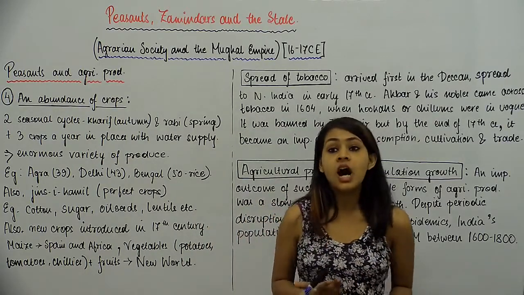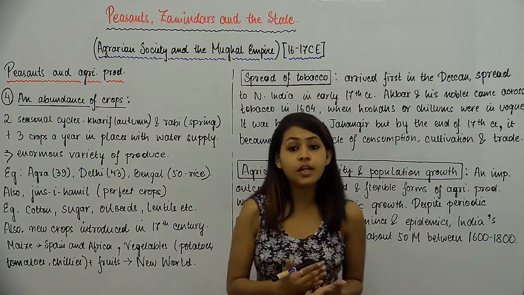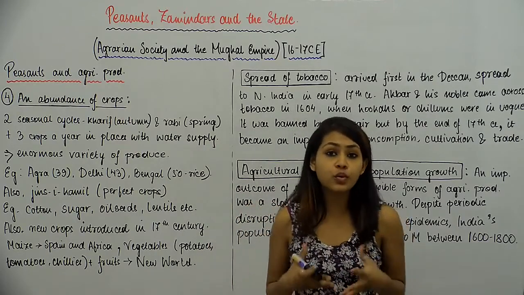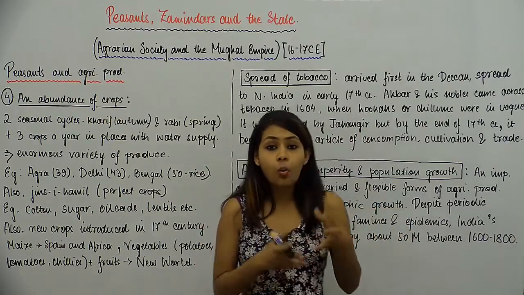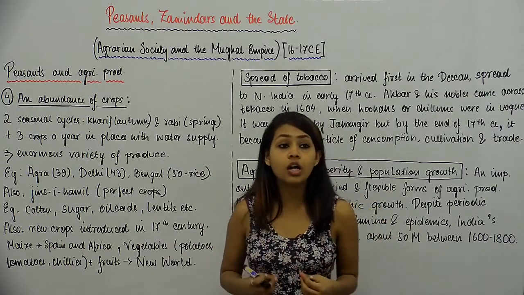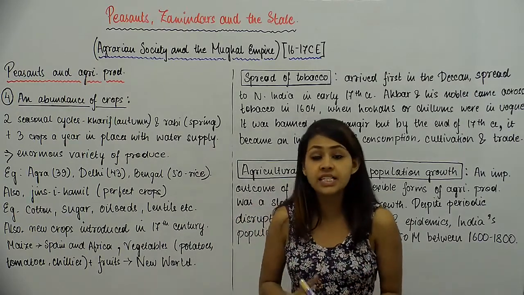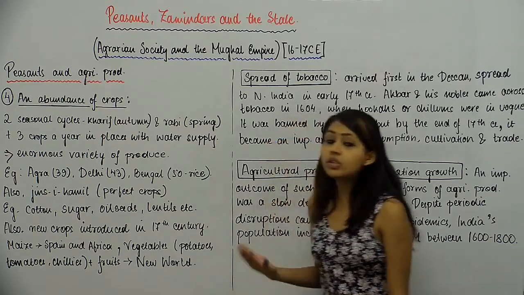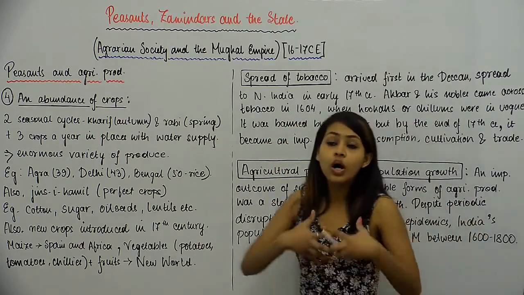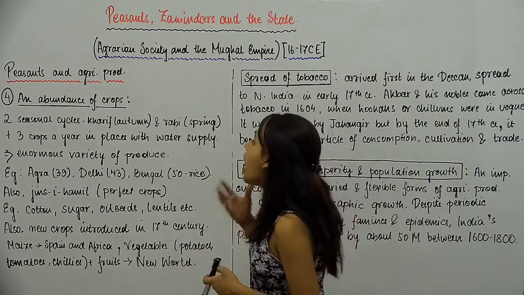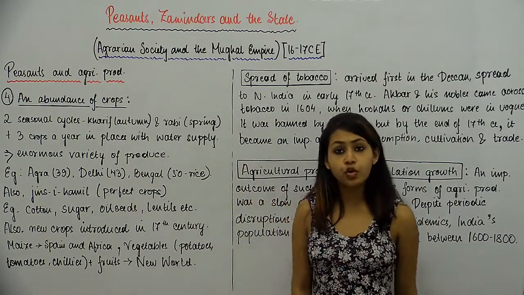That gives us an indirect estimate of how many crops are being grown in our country on an annual basis at an average. So that's what we are trying to estimate here, कि हम दो seasonal cycles में crops grow करते थे.